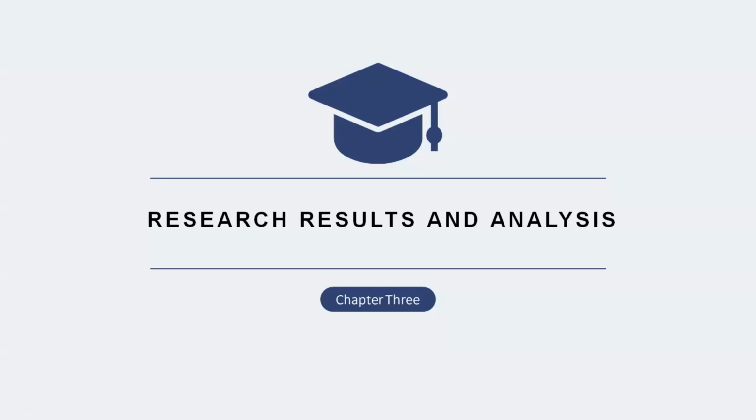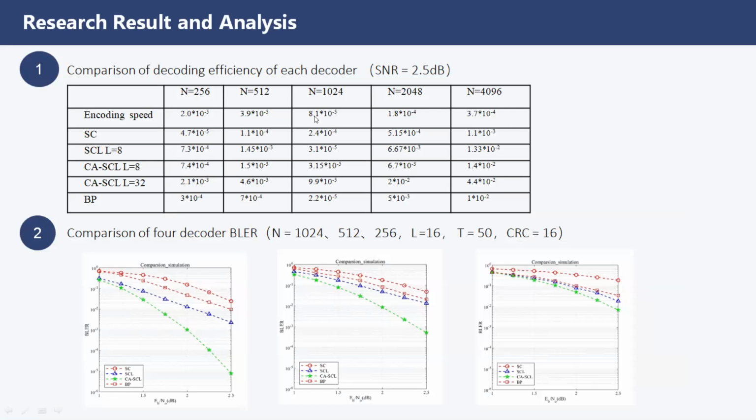So the last part of the demo presentation is the results and analysis. Here I ran all those decoders on my laptop, so I got the speed of each decoder. I set SNR equal to 2.5 dB, and I tested different code lengths here. From this table, we can see that the SC decoder is in the leading position. It's much faster than all of them because it has low complexity, equal to N log N.